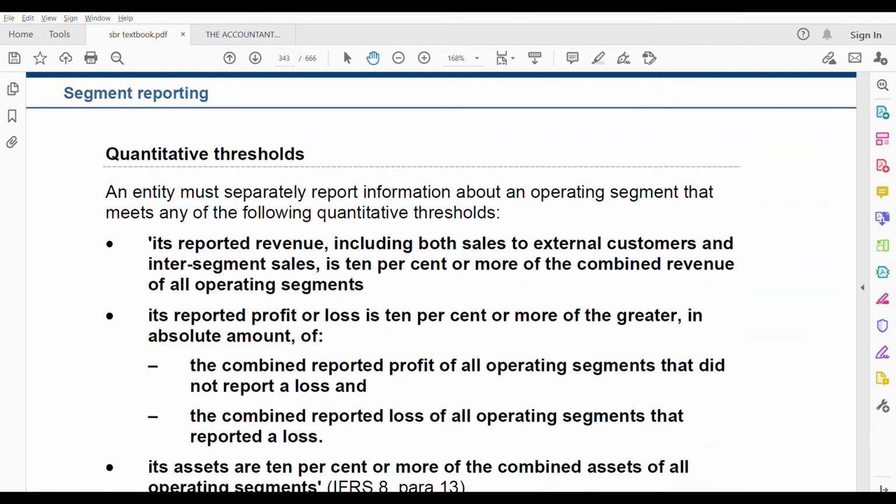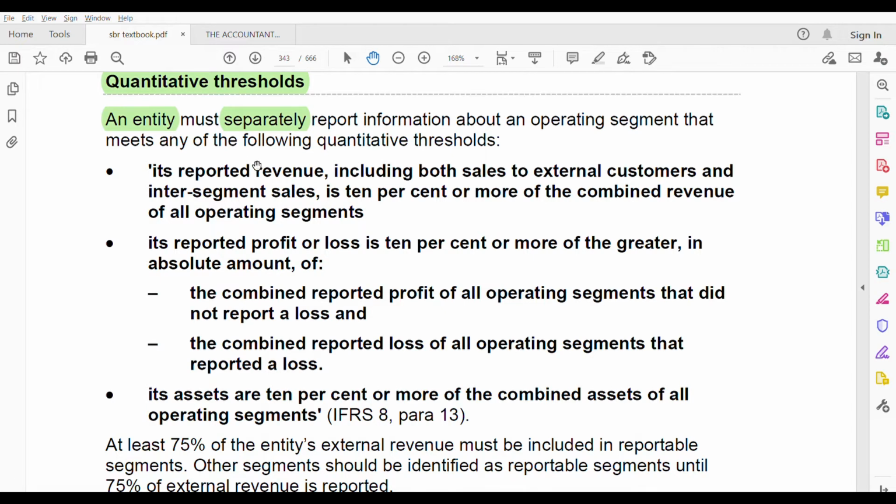Now we are going to the quantitative thresholds. This is a very important area. You need to memorize it. An entity must separately report information about an operating segment that meets any of the following quantitative thresholds. If it meets these quantitative thresholds, you need to disclose separately. You don't aggregate it.